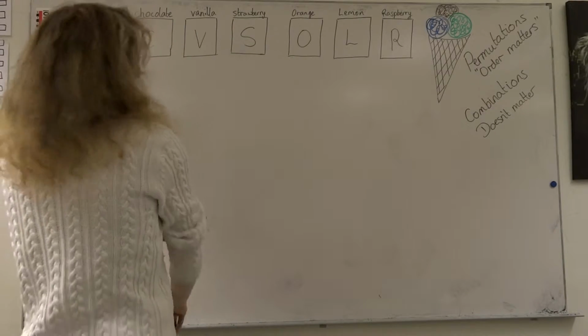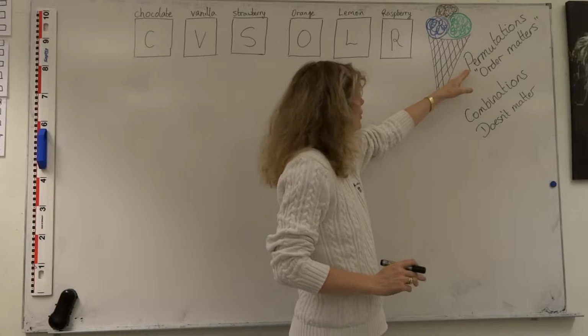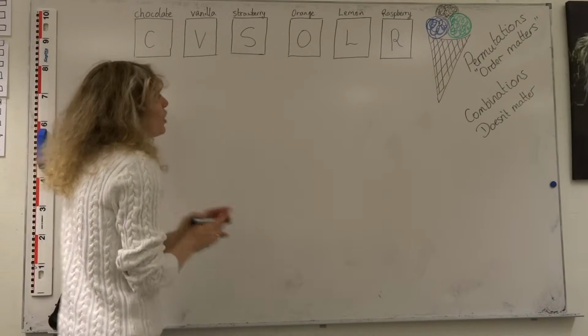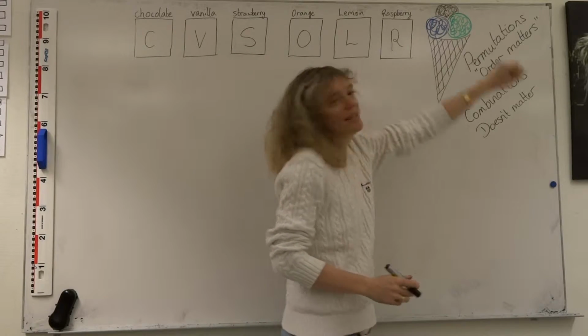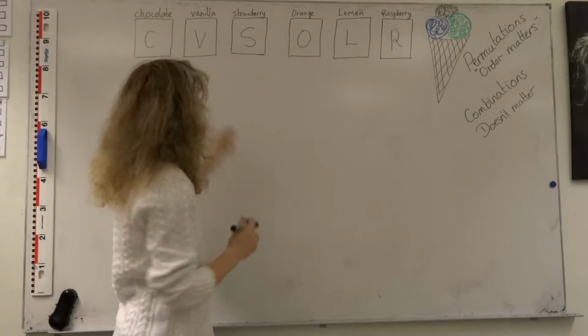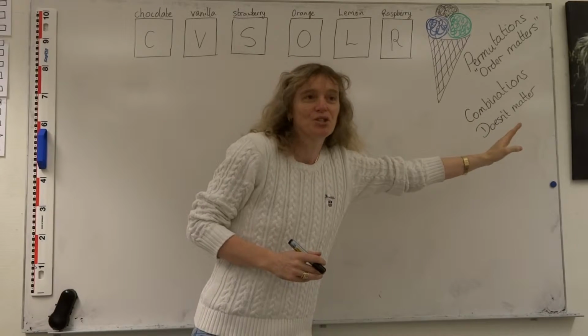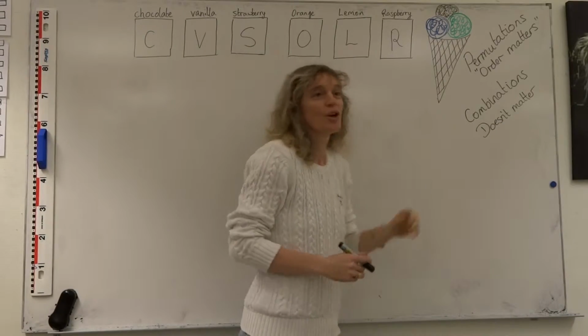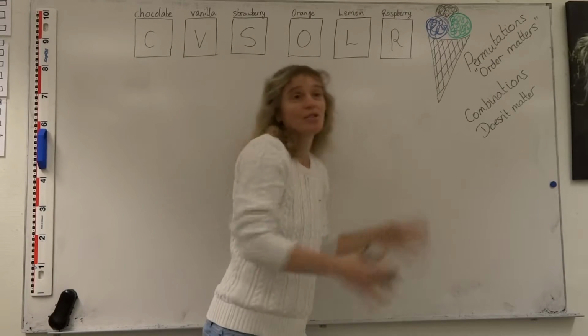Okay, we are now going to talk about permutations and combinations. So we're going to go into an ice cream shop and we're going to buy 3 different scoops of ice cream, and we've got 6 different flavours to choose between. So the question is, how many different combinations of ice cream could I put together?